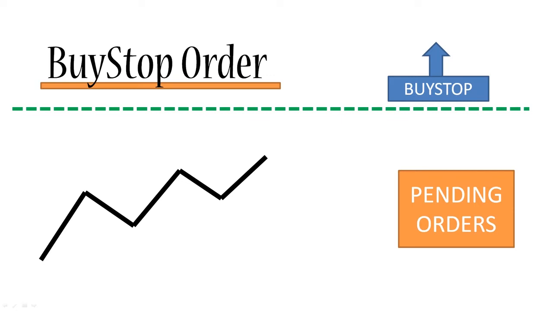So in this case, you're saying that if the price reaches this green line, I want to enter the market with a buy order. So let's see how that happens. The price crosses the green line, and that's exactly when your buy stop order turns into a buy order. So from that red cross onwards, your buy stop order no longer exists. Now you have a buy order in the market.